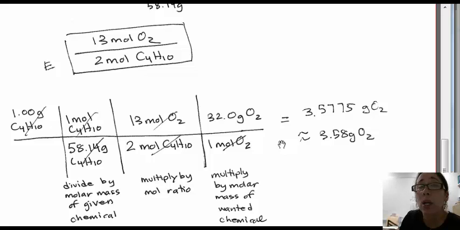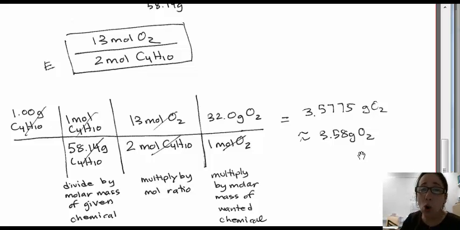But if you'd like to write it down, if that helps you keep track of it, then do it. I'm not attached to how you solve the problem as long as you're solving it correctly. So the final answer here is 3.58 grams of O2. The calculator gives me far more decimals, and when I round to 3 sig figs, since that's what was given, this is what I end up with.